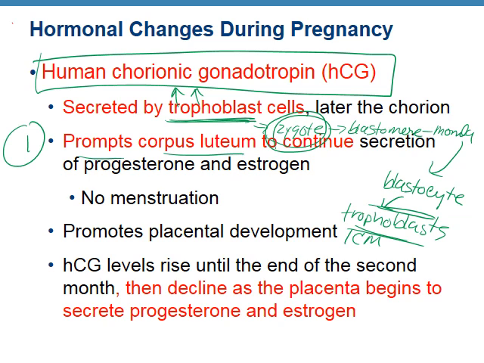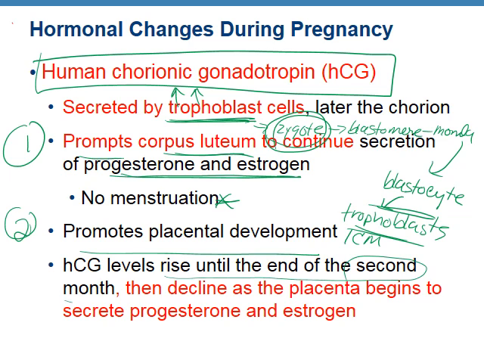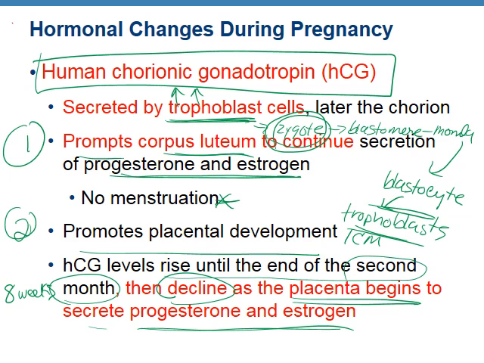One, it's going to prompt the corpus luteum to continue secreting progesterone and estrogen. This is going to stop menstruation. It's going to promote placental development. And it's going to rise until the end of the second month, so about 8 weeks. And then it's going to decline because the placenta begins to secrete enough estrogen and progesterone to maintain the pregnancy.